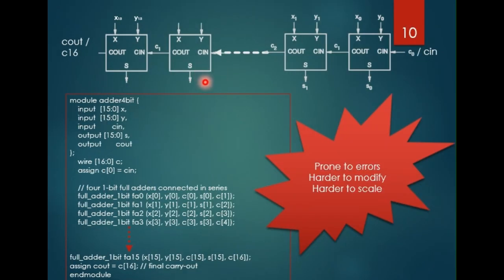Okay, so just now we talked about the 4-bit adder. If next time we want to expand the design to 16 bits, it seems that we need to repetitively type the full adder, or instantiate the same full adder, 16 times. If you want to expand it to 32 bits, then you have to list out all the 32 instances. Coding like this may be prone to errors because you need to type many times, and it's also harder to modify and to scale, especially for a bigger adder.